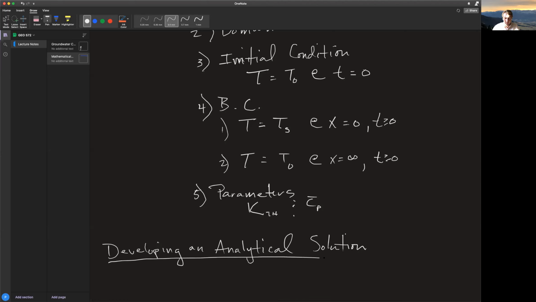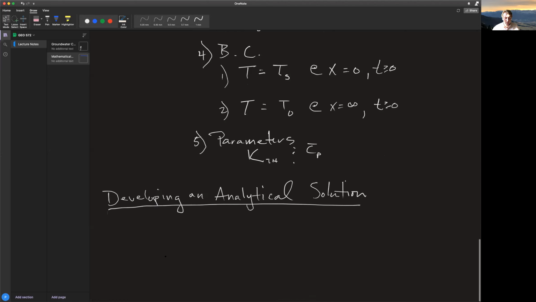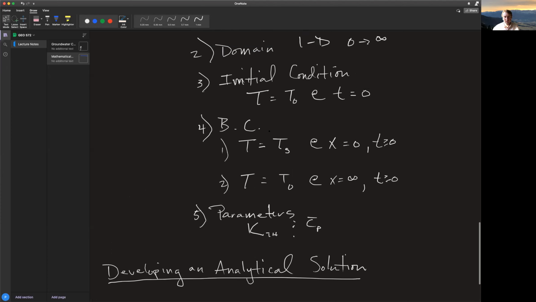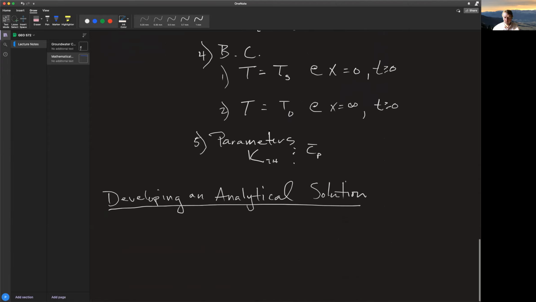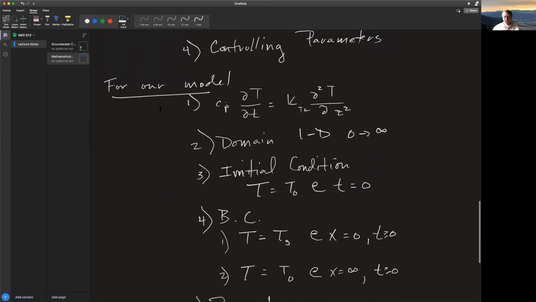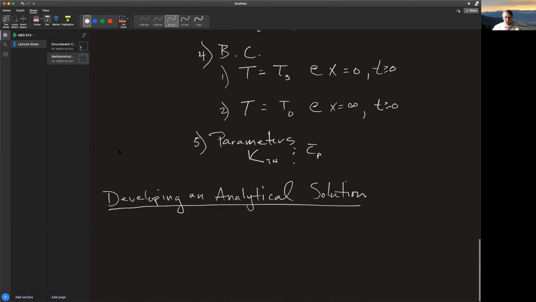So we've got our boundary and initial conditions, and we've got our one-dimensional heat flow equation. I'm going to do one thing to this heat flow equation. I'm going to take the heat capacity and divide both sides by it. So our equation is going to end up looking like this: dT/dt is equal to alpha d squared T/dz squared.